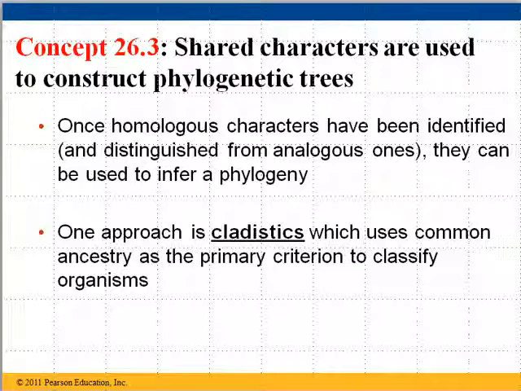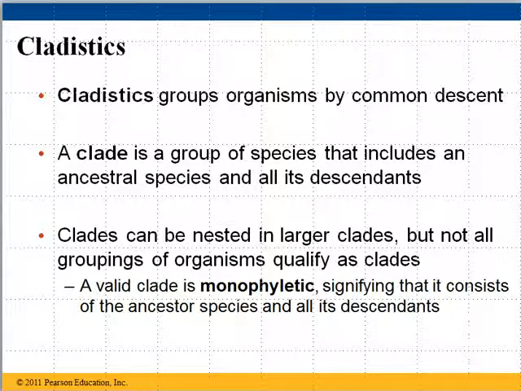One approach is called cladistics. Cladistics uses common ancestry as the primary criterion to classify organisms. So cladistics groups organisms by common descent. And a clade, which comes from the word cladistics, is a group of species that includes an ancestral species and all its descendants. There's a variety of ways we can chop this tree up and look at it, and that's what we're going to do.